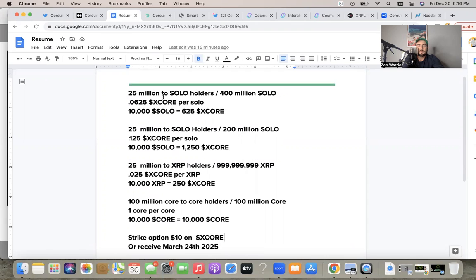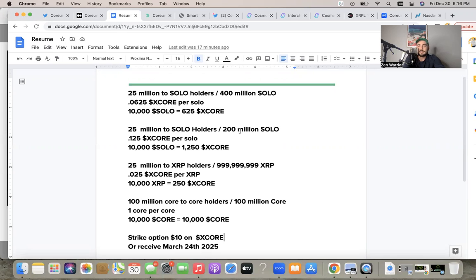This is literally too low to exactly happen, because we know not all 400 million Solo is eligible to participate, but let's just go on the extreme low end. There's 25 million xCORE allocated to Solo holders. So if 400 million Solo participate, the ratio would be 0.0625 xCORE per Solo. So if you have 10,000 Solo, you'll be receiving 625 xCORE May 15th, 2023.